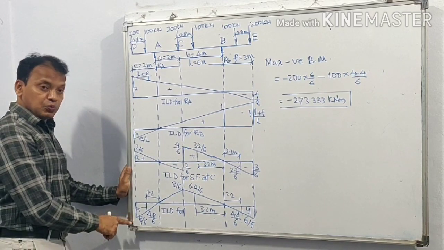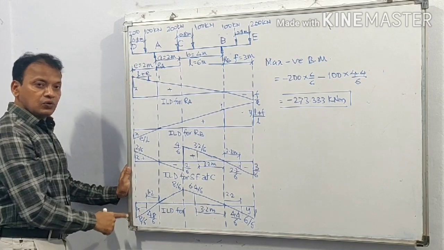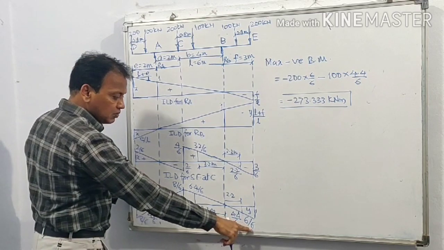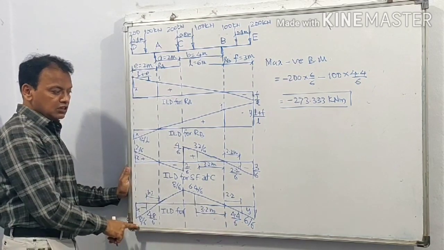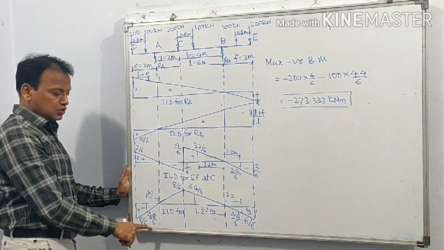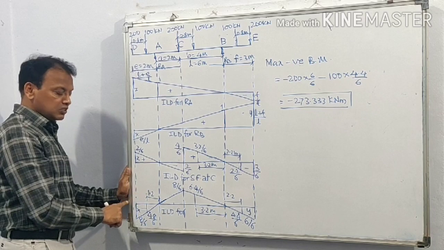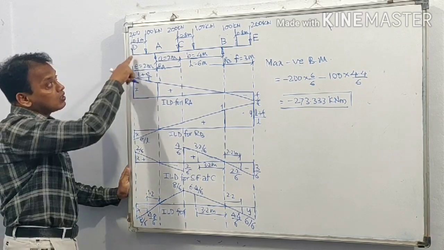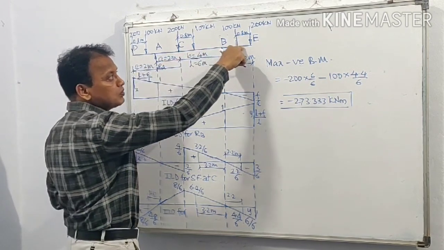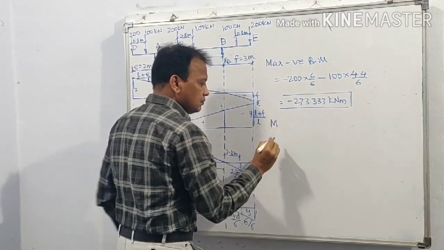So for this position of two moving loads, let us calculate the bending moment. Obviously, we can see the maximum ordinates are 6 upon 6, this is 8 upon 6, this is 4.4 upon 6, this is 4.8 upon 6. So we will get the maximum negative bending moment for this position of two loads instead of this position. Let us verify.